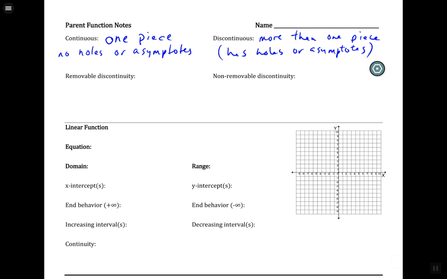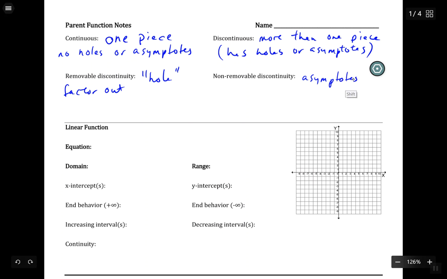Do you remember how you removed a hole when you were in Algebra 2? You removed a factor. So did you have to factor it and then remove the factor that was both on the top and the bottom? So removable discontinuities are a hole, and you're going to factor it out. Non-removable discontinuities are the asymptotes.